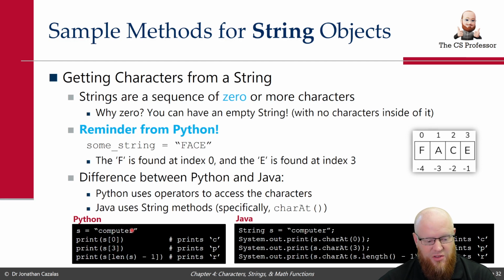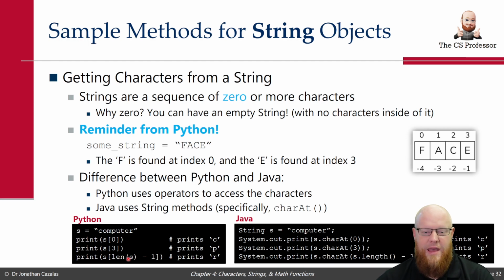If I wanted to print the R, how do I get to that R? Well, in most languages you have to say s at the index length minus 1, which works in Python. If you take the length of computer, which is 8, minus 1, index 7 will give you the R, right? Because we start at index 0 up to index 7, which is length 8. Now, Python's cool because if you really wanted that R, we don't need to do all of this, right?